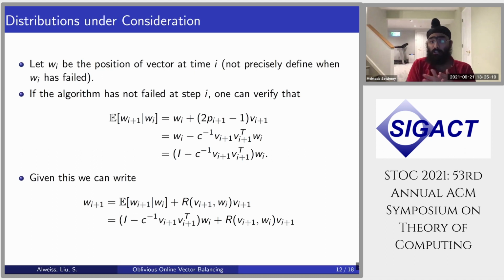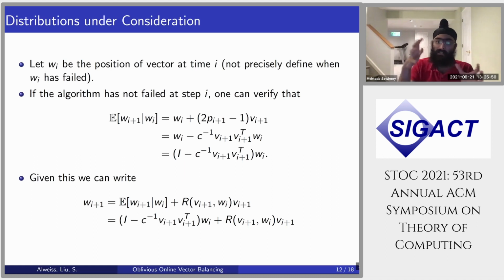Then, because this function is linear, this probability of going +1 or -1 is linear, you can just explicitly calculate the expectation of Wi+1 given Wi. In particular, if you do the computation, it's (I minus C inverse vi+1 transpose) times Wi. What this matrix is isn't so important, but note that in every direction it's less than the identity in the lower order. So you're, in expectation at least, contracting the vector towards the origin.